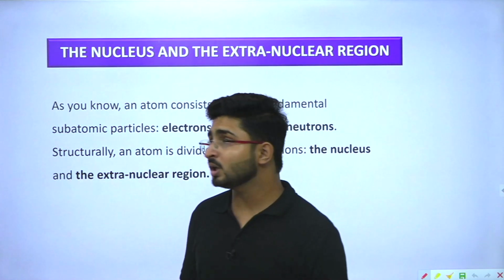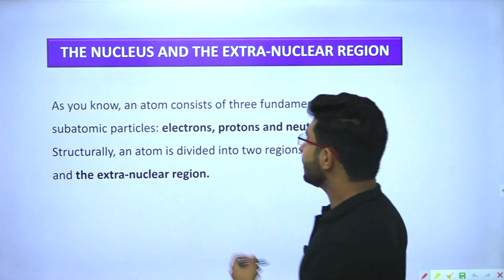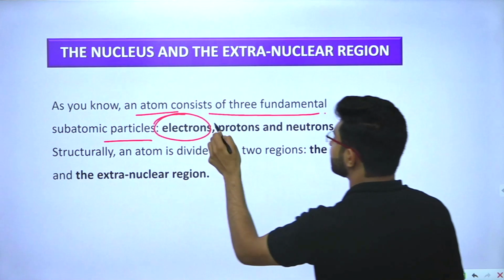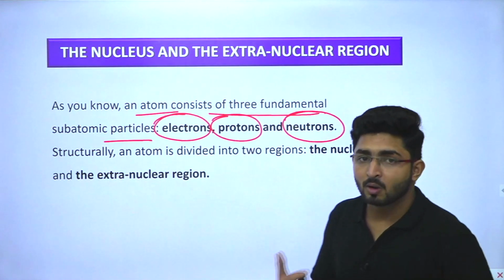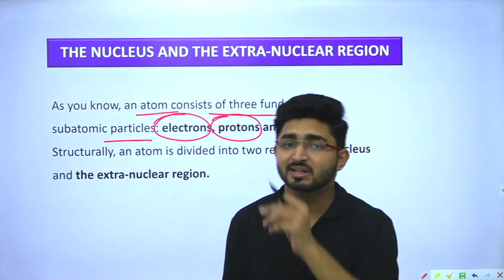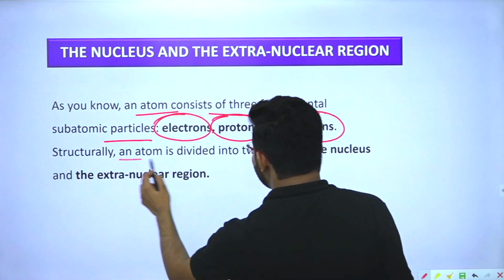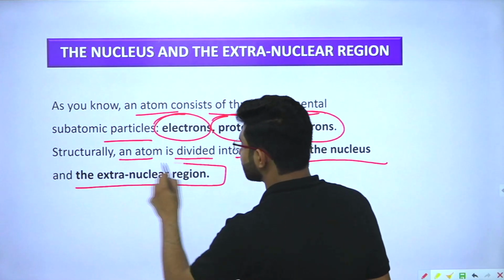But now we are going to study the nucleus and the extranuclear region. As you know, an atom consists of three fundamental subatomic particles, that is electrons, protons and neutrons. But structurally we have also studied where electrons are situated. Now what you have to understand is that an atom is divided into two regions, the nucleus and the extranuclear region.